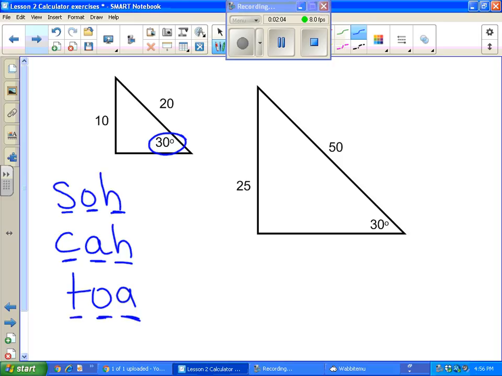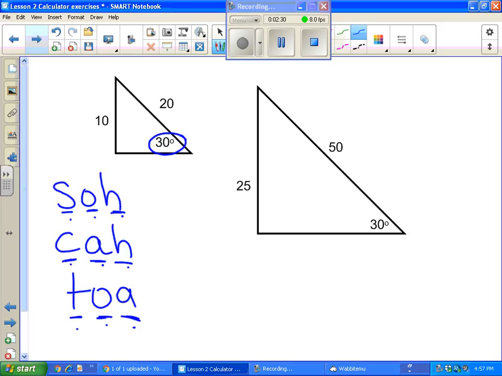There is another way to remember it. My college professor used this one. He said, some old hippie caught another hippie tripping on apples. Tripping on apples. I don't care how you remember it. You can remember SOH CAH TOA, or you can remember some old hippie caught another hippie tripping on apples.